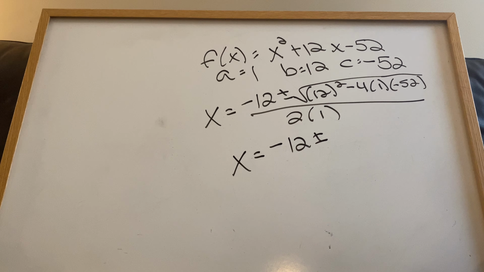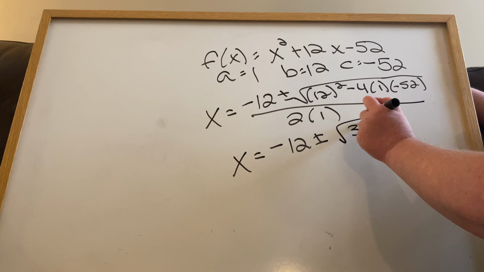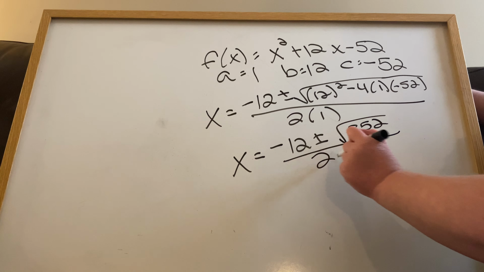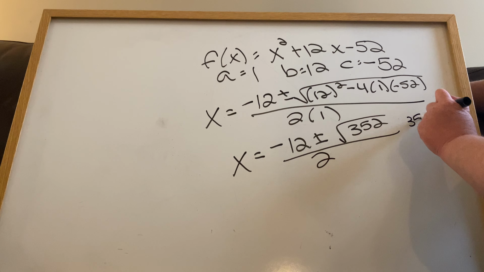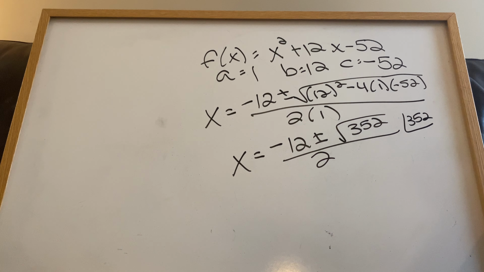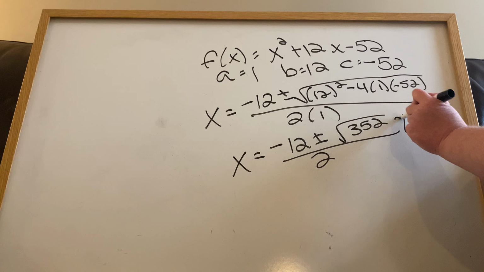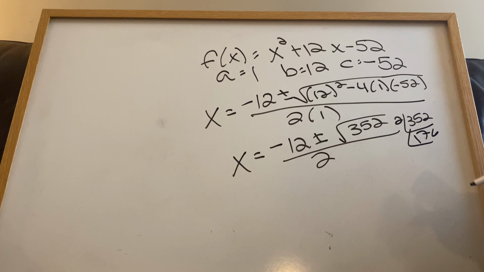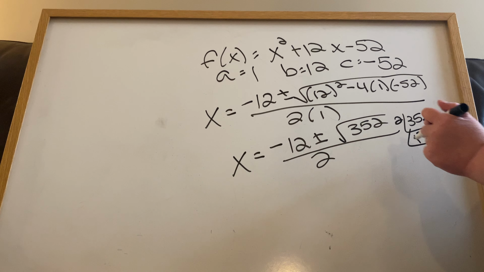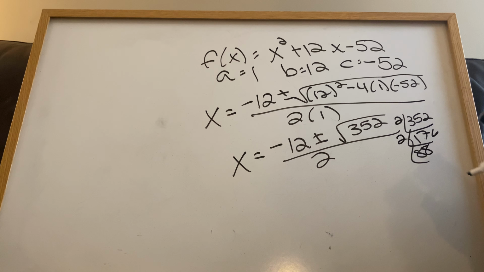And same thing, you want to figure out the number that is underneath the square root. So you'll do the 12 squared minus 4 times 1 times negative 52, which is 352, over 2. And then we got to break 352 down. So it's an even number, which means 2 will go in. You get 176, which also divides by 2. You get 88, which divides by 2.